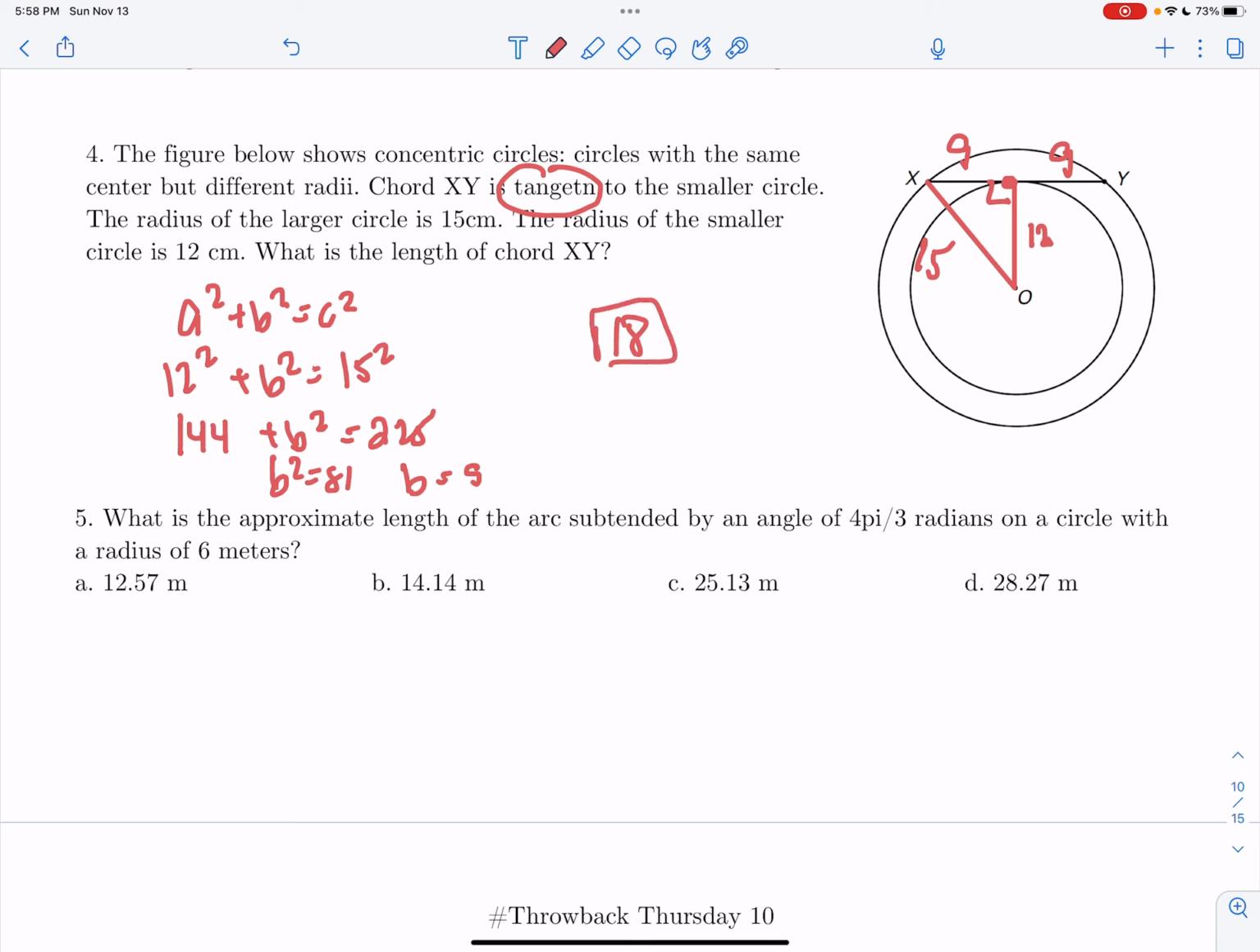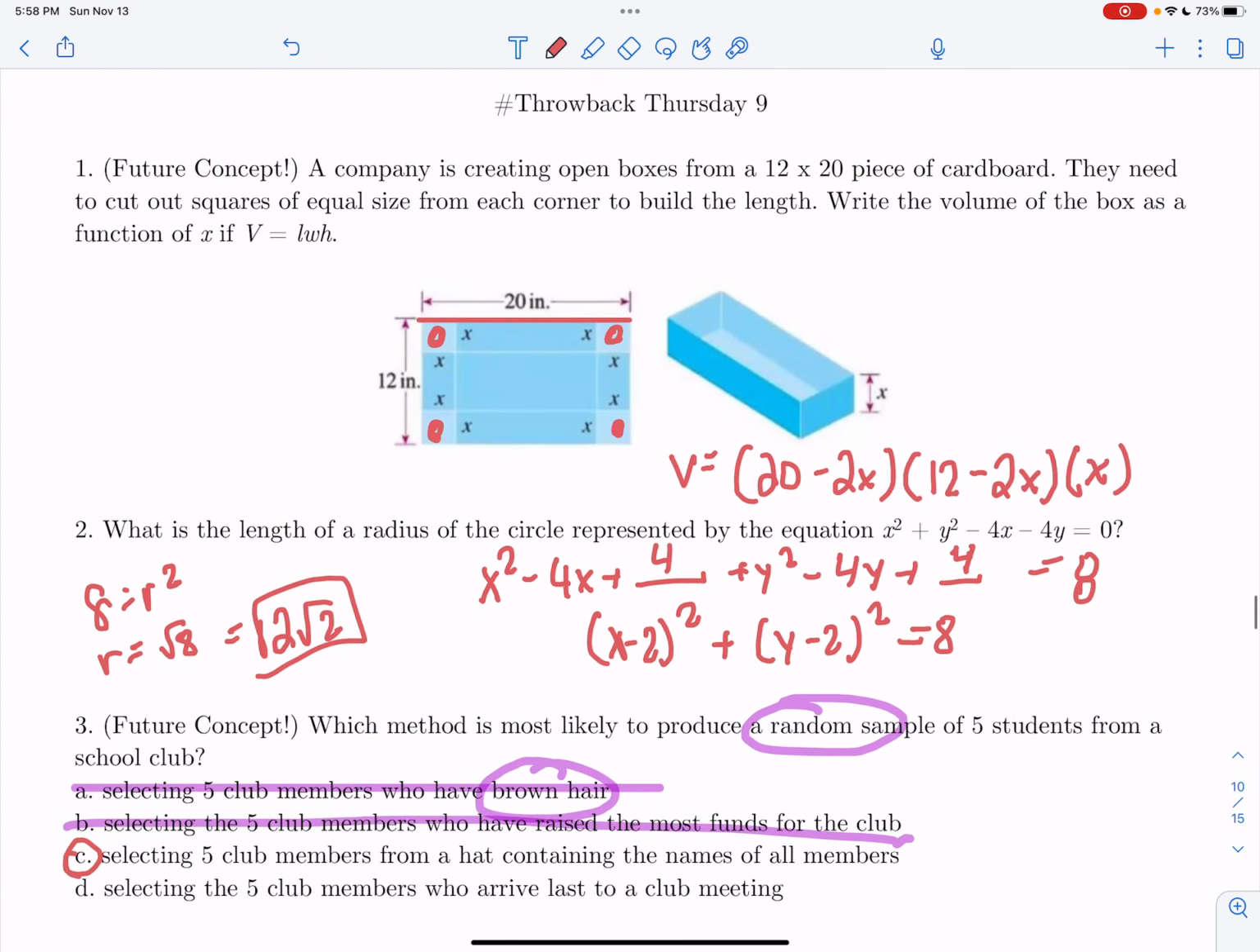Number 5, what's the approximate length of the arc subtended by an angle of 4 pi over 3 radians on a circle with a radius of 6 meters? Well, you're trying to find arc length. It already gives you radians, so it's just r times theta. Radius times 4 pi over 3. You're going to put this on Desmos, and you're going to find out the decimal equivalent of this. So 6 times 4 pi over 3 is approximately 25.13. C. That is problem set number 9.